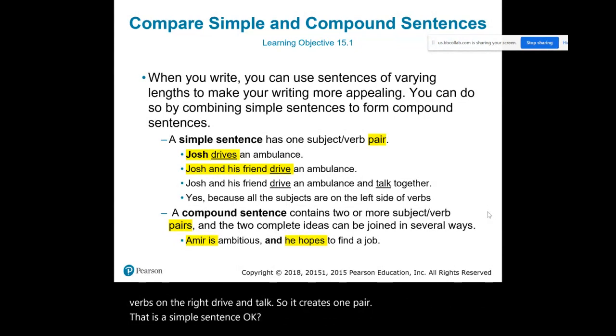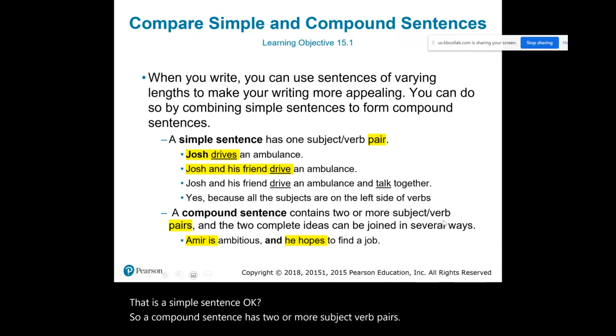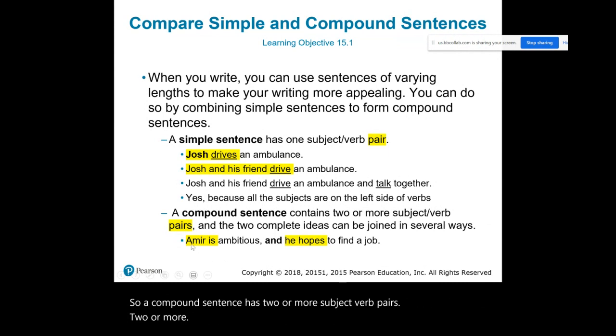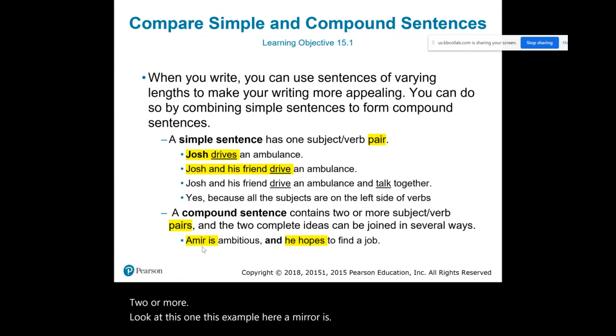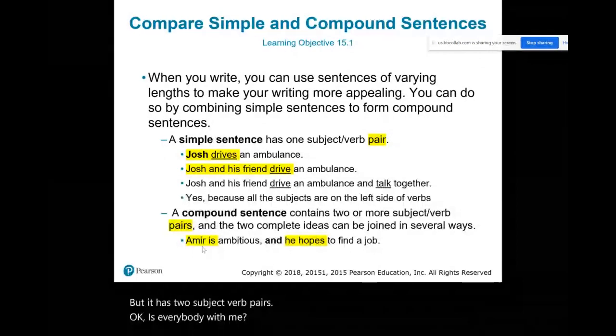So a compound sentence has two or more subject-verb pairs, okay? So look at this example here. Amir is, that's a subject-verb pair. And then we have he hopes. That's another subject-verb pair. So this is one sentence because it has one period at the end, but it has two subject-verb pairs. Okay, is everybody with me? Yes. Yes, teacher. Okay.